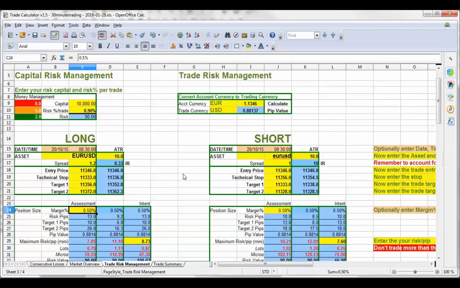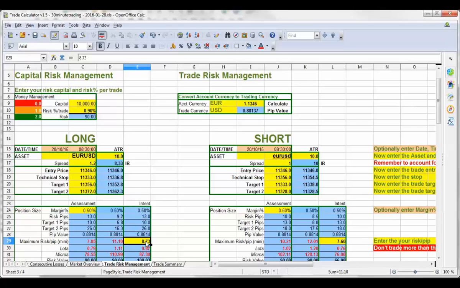Within here, you can put in the margin so you understand how much margin it's going to be. And then this calculator will calculate for you the maximum risk per pip. So in this case, if this was the trade, it would say that based on your entry price and your stop price, then the maximum risk per pip would be 7.85. And that would be 7.85 minis. Okay, so this is not lots, this is minis. And down here, if you worked it out on the basis of the ATR and the suggested stop based on ATR, then you could go up to 11 minis.